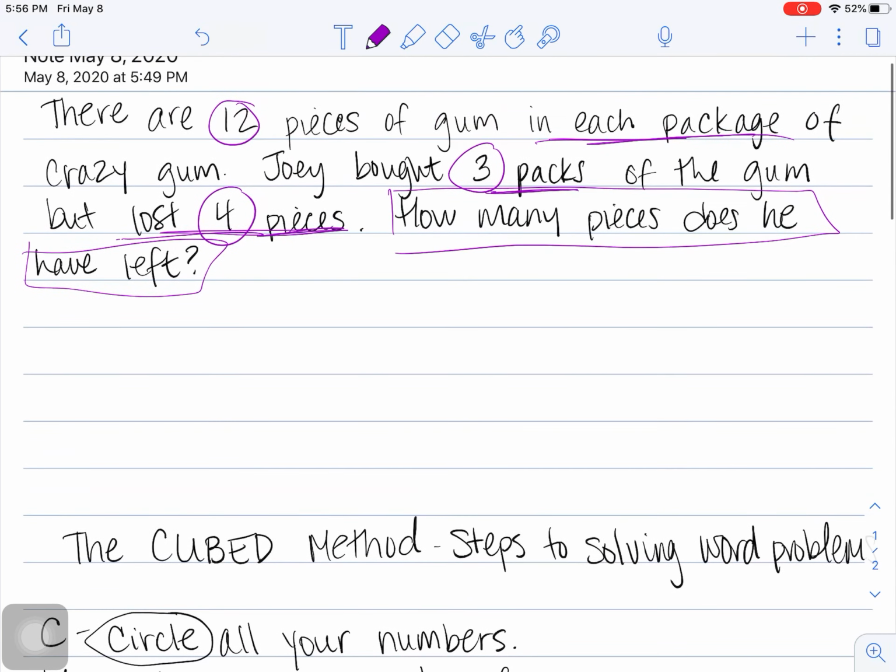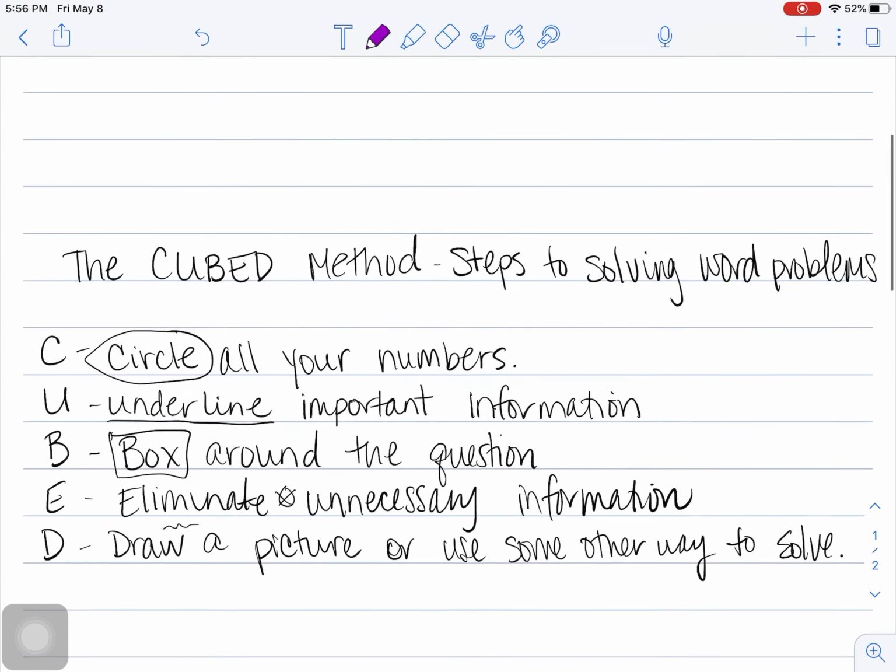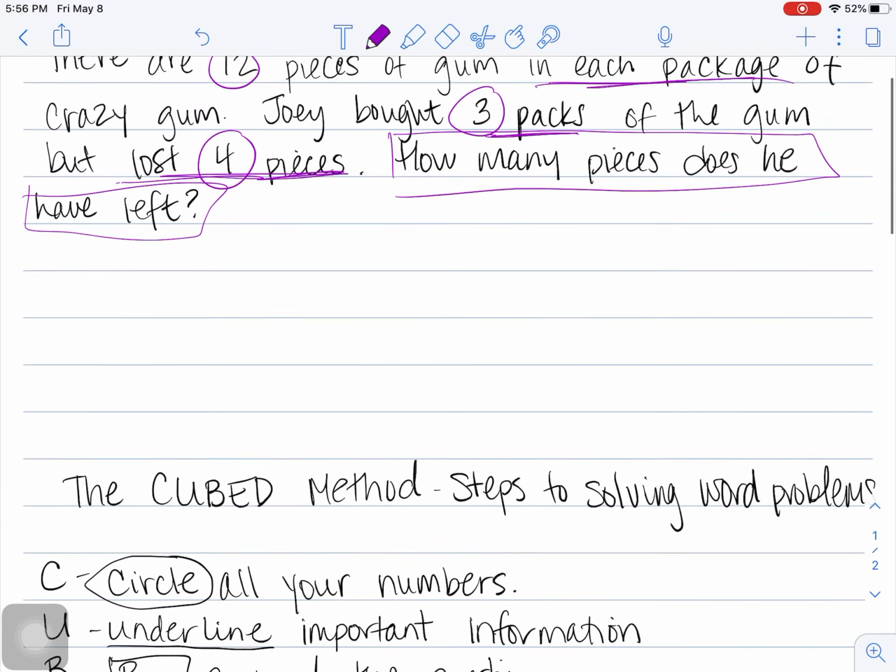Eliminate unnecessary information. There's really not very much information here that's unnecessary. I mean, we don't need the people's names or what kind of gum it is, but there are no long sentences in here that need to be eliminated. So we don't need to do that. And then finally, draw a picture, use some other way to solve.